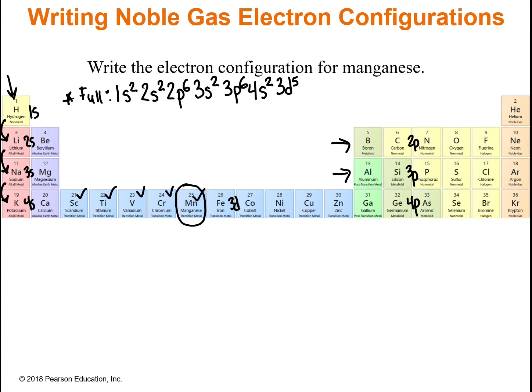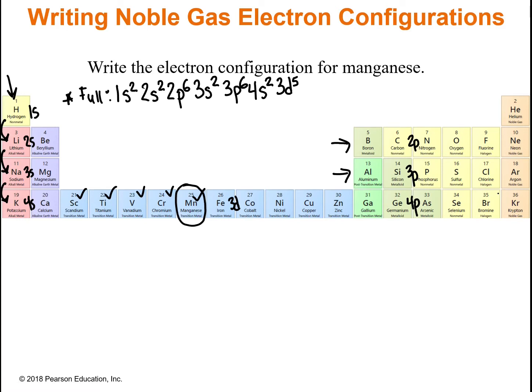So that's the full configuration. We did that in chapter 4. Should be review, especially since you have an exam Wednesday through Friday. You've got to take it. If you watched the other video that I posted on electron configurations, you would have already been introduced to what's called the condensed or the noble gas electron configuration. So instead of writing out this super long string, you can write something much simpler.